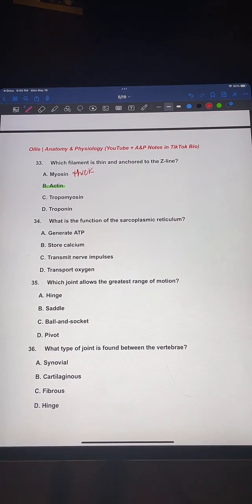So 34, what is the function of the sarcoplasmic reticulum?